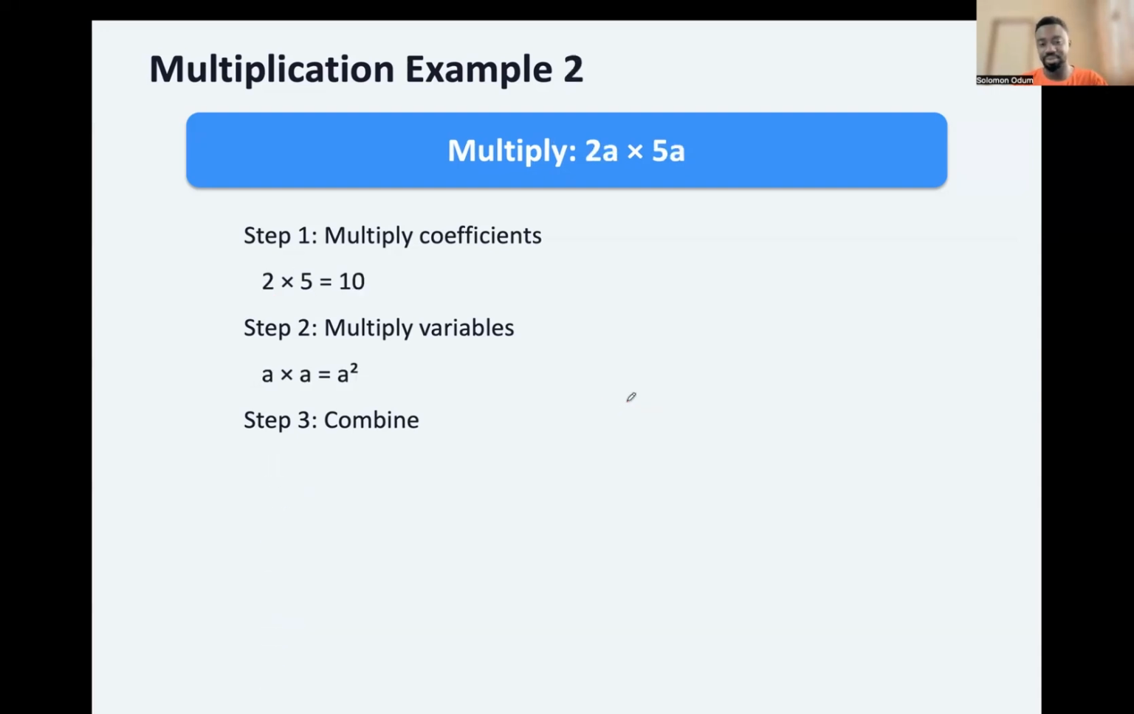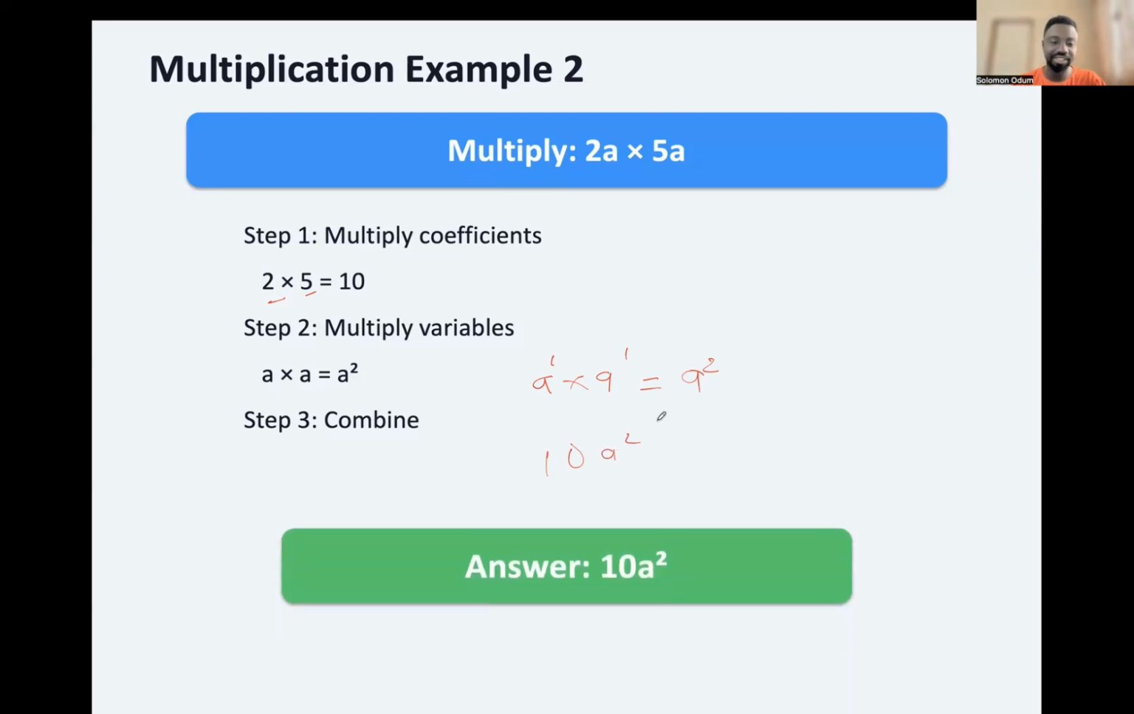Example 2: 2a times 5a. The same thing. Multiply the coefficients, 2 times 5 is 10. Then you multiply the variables. We have a times a, each raised to the power 1, so you have 1 plus 1. You add the exponents and get a squared. You combine, and you have 10a squared. The answer is 10a squared.